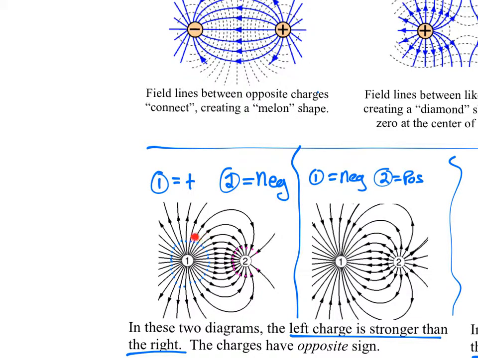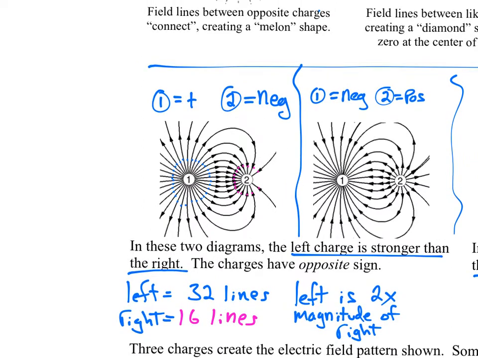And if you count up, you'll notice my little blue dots here. You don't need to put those in your notes. But if you count up the number of field lines, and you count up the number of field lines here, you can learn about the ratio of charges. So on the left charge, when you count this up, there are 32 lines pointing away from positive charge 1, and there are only 16 lines pointing into negative charge 2. That means that the left charge, the positive one, is of magnitude 2 times the negative charge on the right.